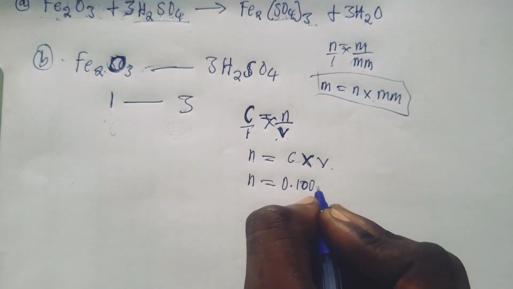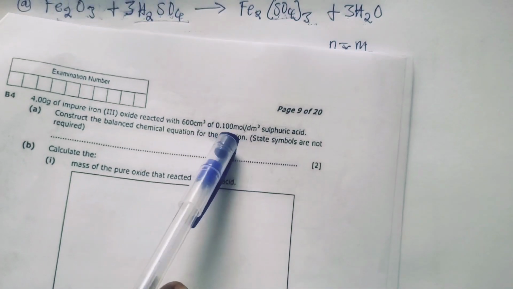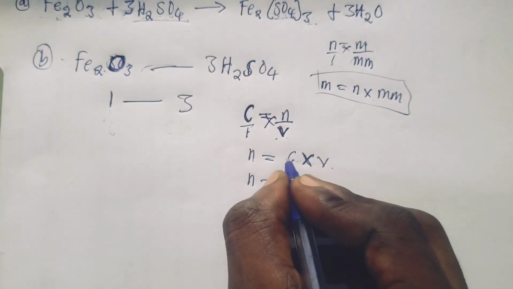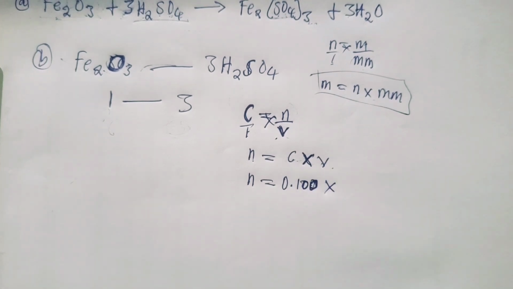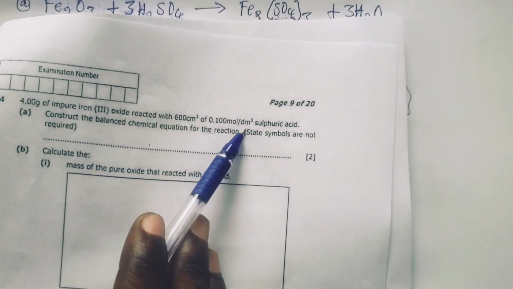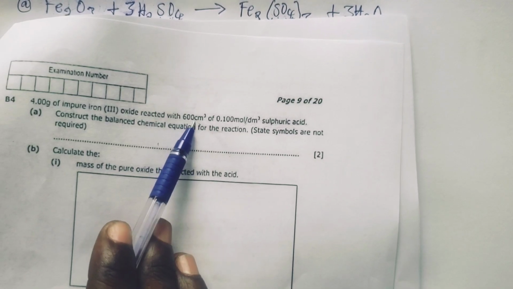0.100. You see why I said it's important to know what you are given. If you don't know that this is concentration, you will not answer anything. So it's very important to know the SI units. So this is concentration multiplied by volume. Volume we are given, it is 600, but here is the difference. Concentration is in cubic decimeters. Volume is in what? Cubic centimeters.